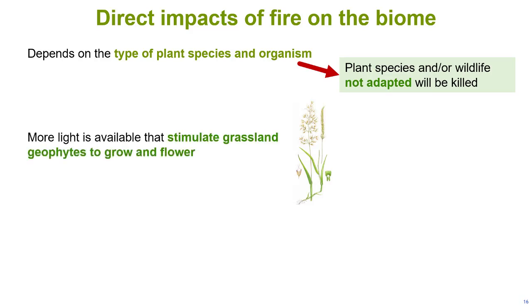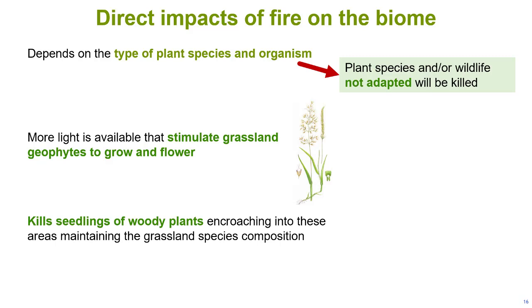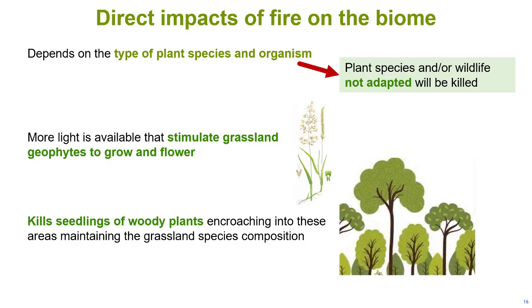When fire removes vegetation cover, more light is available that stimulates grassland geophytes to grow and flower before the grasses resprout or recover. Regular fire in grasslands also kills seedlings of woody plants encroaching into these areas, thereby maintaining the grassland species composition.